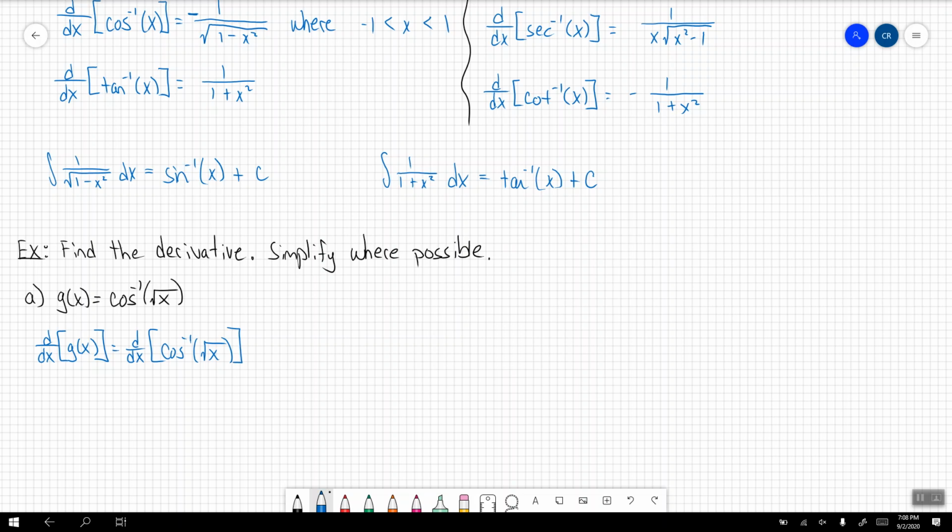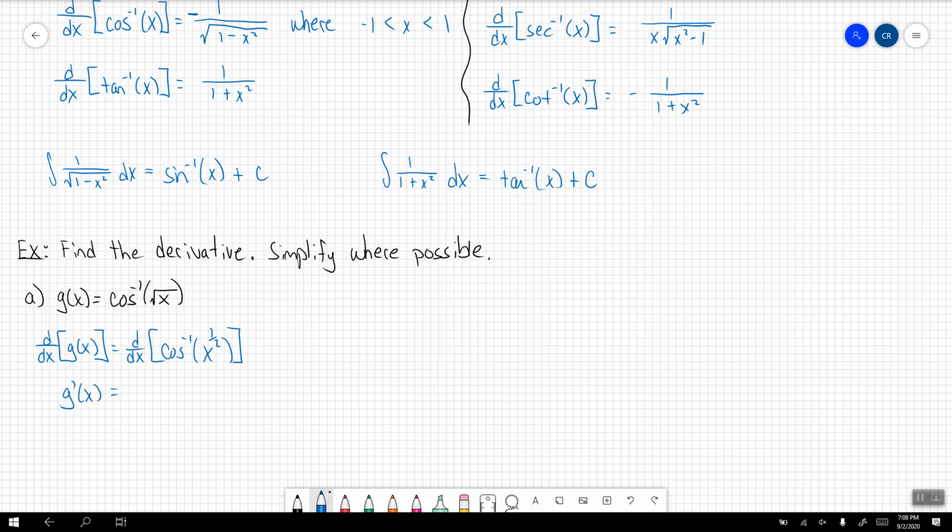Now, actually, I want to write the argument of cosine inverse a little bit differently. So follow me on this. I want to write it as x to the power of 1/2. And the reason I want to do that is because it is easier to take a derivative of x to the power of 1/2 than it is to try to think out loud for the square root of x. So once we have this now, we can keep going. The left-hand side just turns into g prime of x, so that's not too bad.